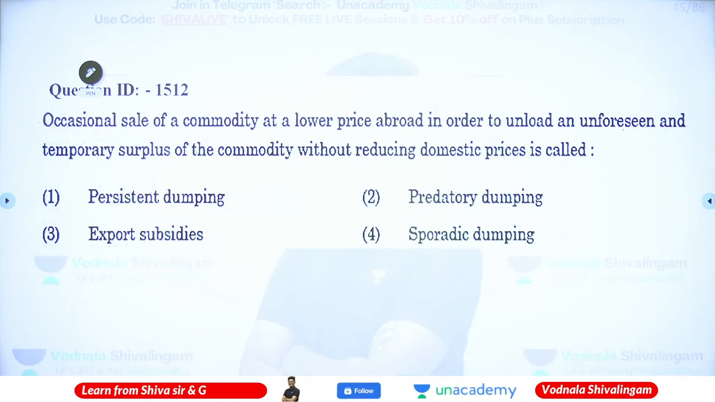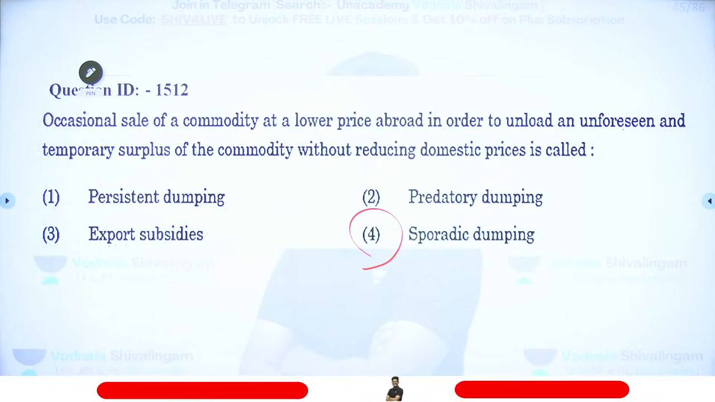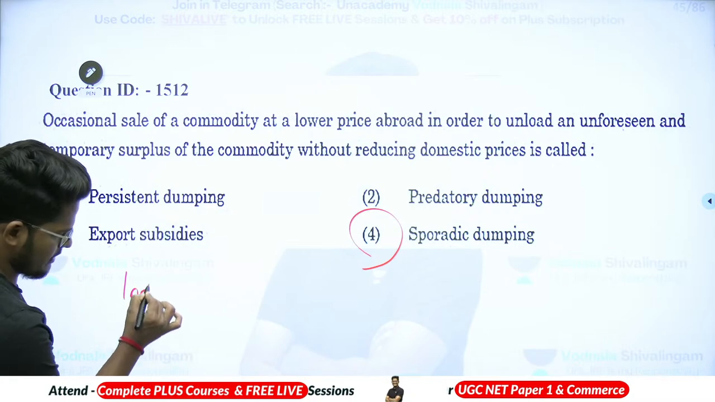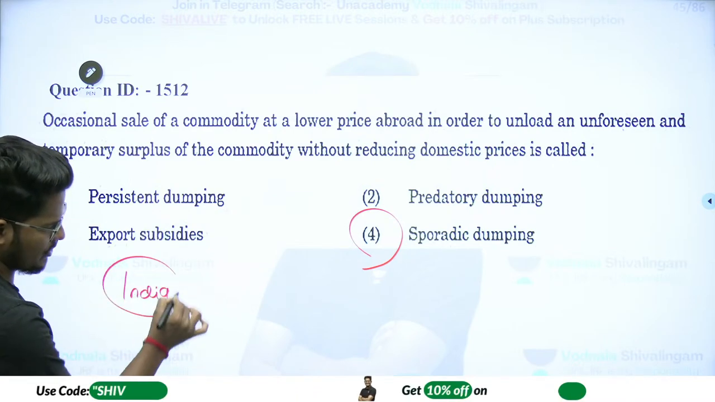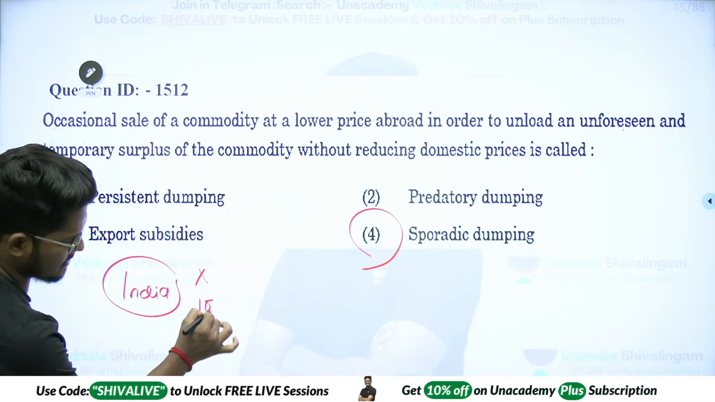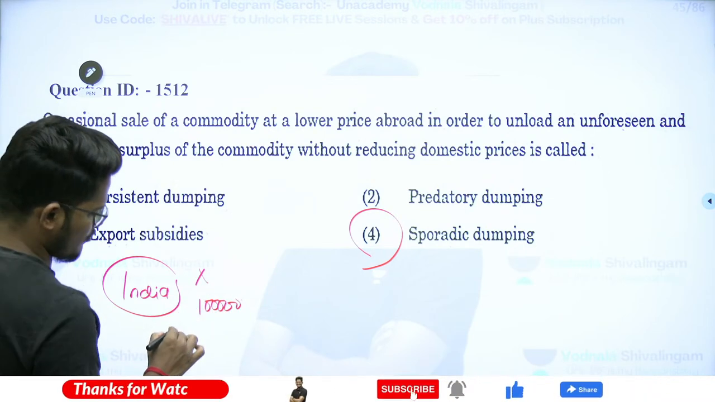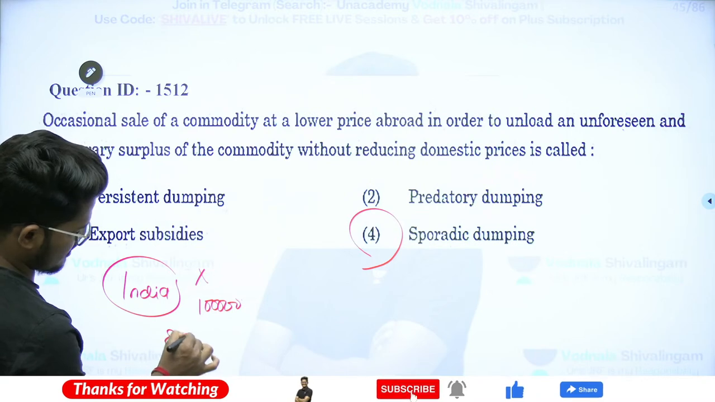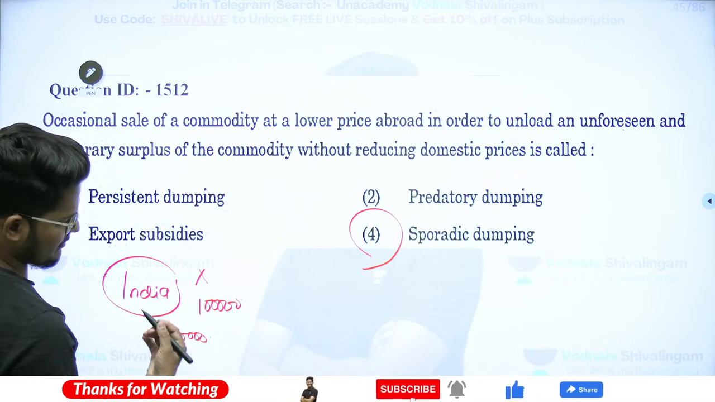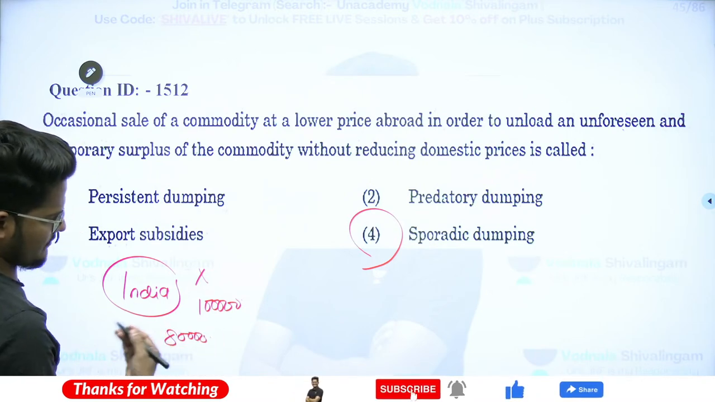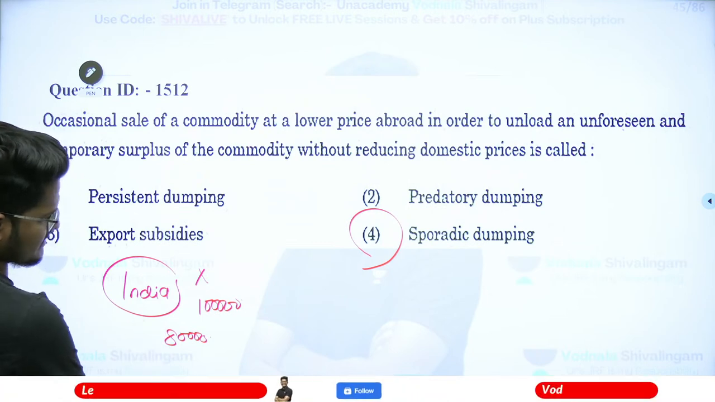So option D is the correct answer, sporadic dumping. Lower price abroad in order to unload the unforeseen temporary surplus of commodity. Suppose in India you produced a commodity X, a 100,000 quantity. But India only demands up to 80,000 quantity. Then the remaining 20,000 quantity is left over, but you have already produced it and it is with you.